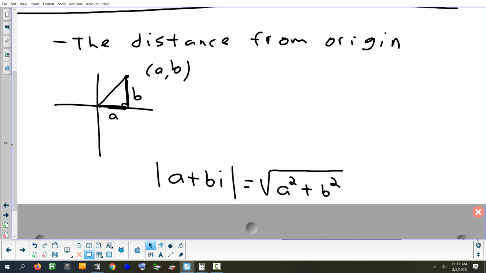Right, so we haven't started writing complex numbers in a different way yet. We're still writing them the old way, a plus bi. But graphing is going to connect with the new way.